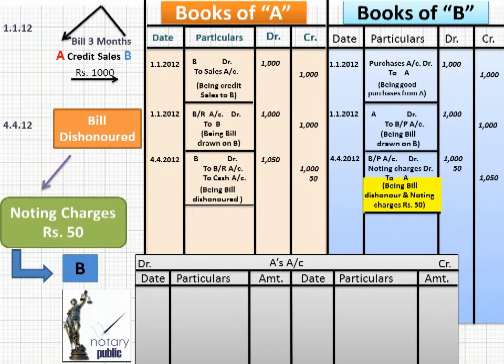And what will be the narration in the books of A? When the bill is dishonored, being bill dishonored and noting charges were paid. Very simple narration in this question.